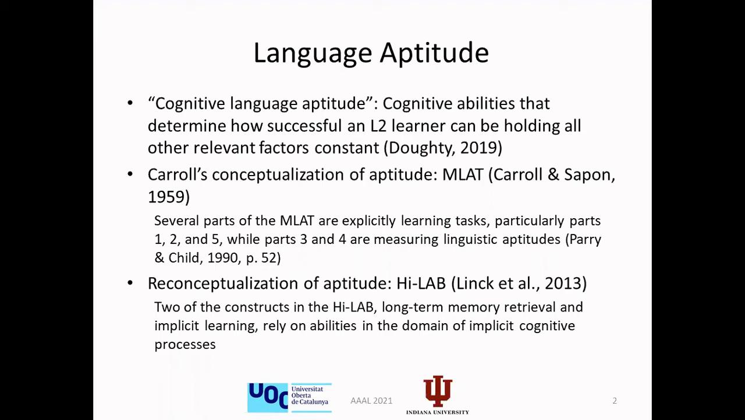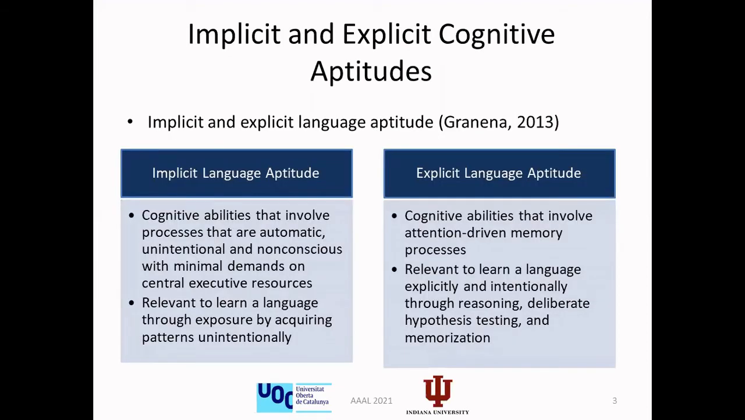More recently, thanks to advances in cognitive psychology and changes in the understanding of how languages are learned, aptitude has been reconceptualized and operationalized as also including cognitive abilities in the implicit domain. The HiLab aptitude test battery is an example of this view. In this project, we defined language aptitude as a combination of implicit and explicit cognitive abilities.